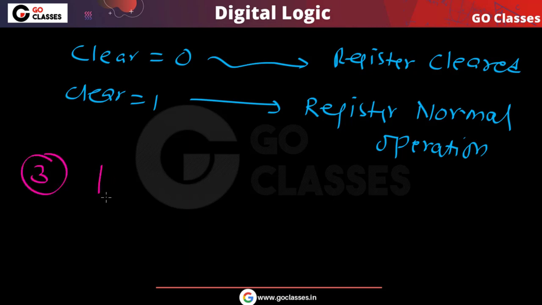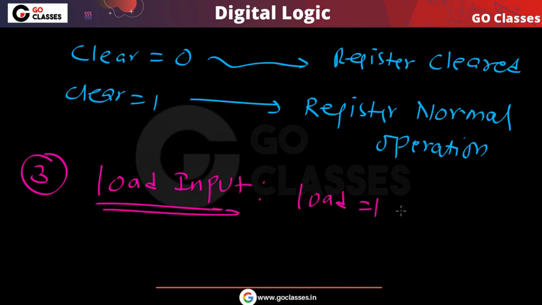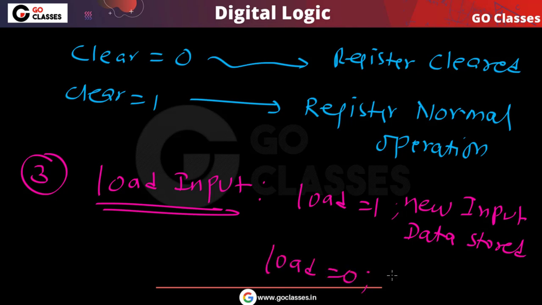The third type of input you have is called the load input. We have already seen that when load is equal to 1, the new input data that you are applying is stored. And when load is equal to 0, the previous data is retained, so it is unchanged. Don't change the data. This is your load input.